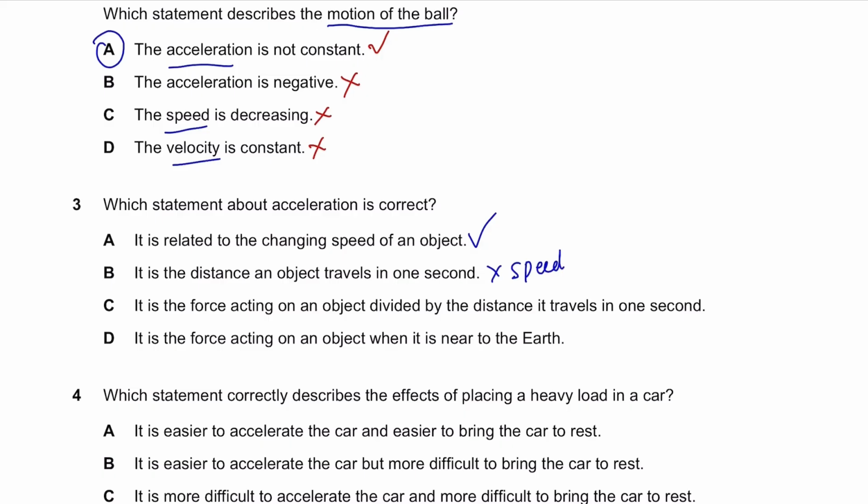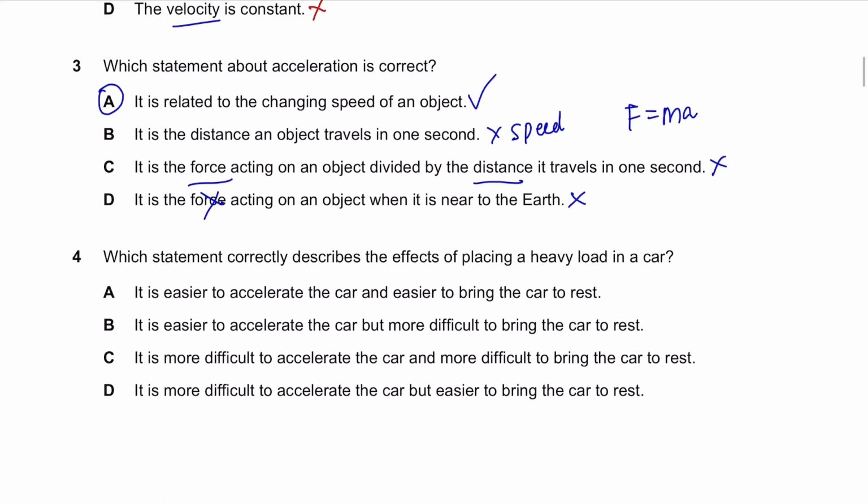It is the force acting on an object divided by the distance it travels in 1 second. Well, no, it definitely doesn't have to do with force and distance together, unless you're talking about force equals mass times acceleration, but that's not the case here. It is the force acting on an object when it is near to the Earth. No, it's not a force, first of all, so our answer is A.